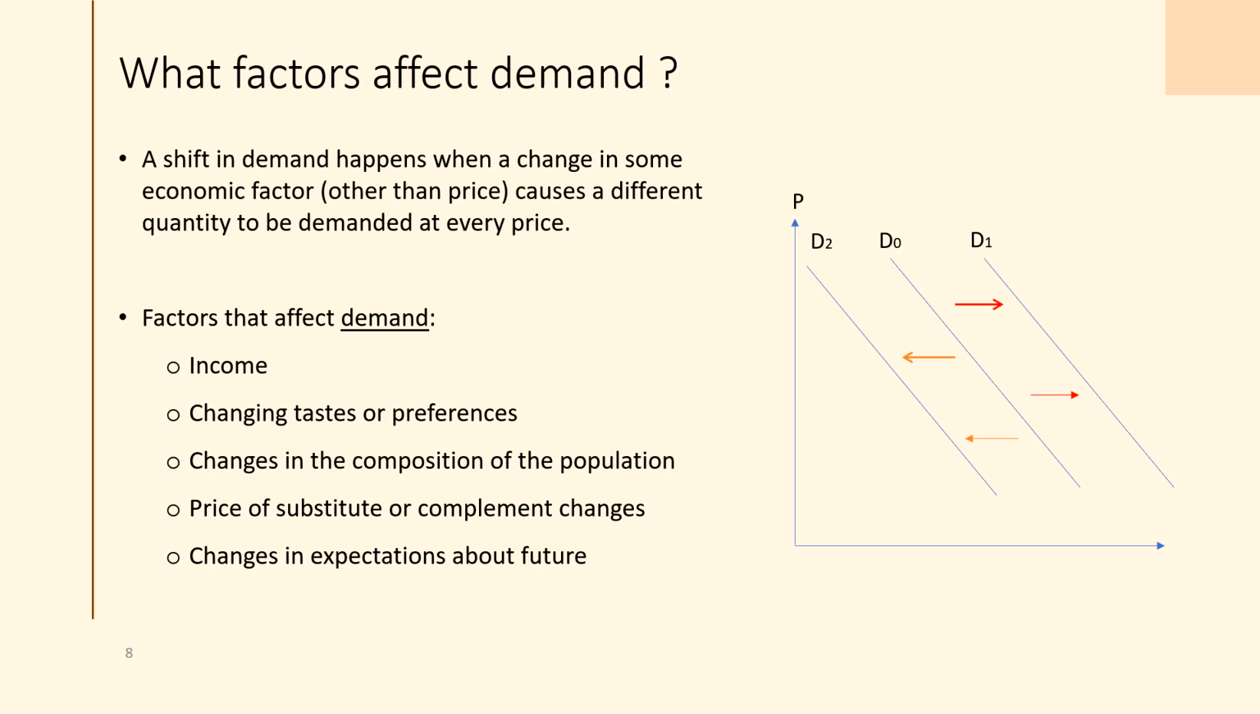Second, taste and preference. For example, if people become more health conscious, demand for organic food may increase. Third, population changes, which affect the number of buyers in the market. Fourth, the price of related goods, such as substitute and complement. Finally, expectations about the future, such as expected price increases or income changes. These factors shift the entire demand curve either to the right or to the left.